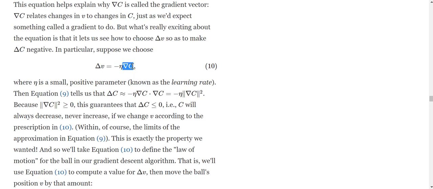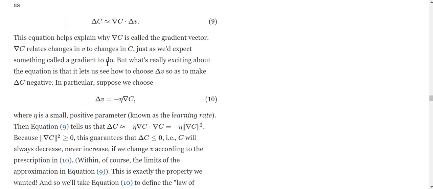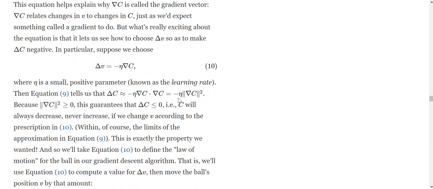You have the gradient of C multiplied by a constant, and you've taken the negative of all of that. Now the constant is designed to be small and positive. This small positive parameter is the learning rate, and if you substitute this back into the equation, you get that the change in C is the gradient of C squared times a negative value times a small constant. Since this value is greater than 0 and this value is also greater than 0, you are guaranteed that the change in C will be less than or equal to 0. So C can never increase, only decrease or stay constant at max.